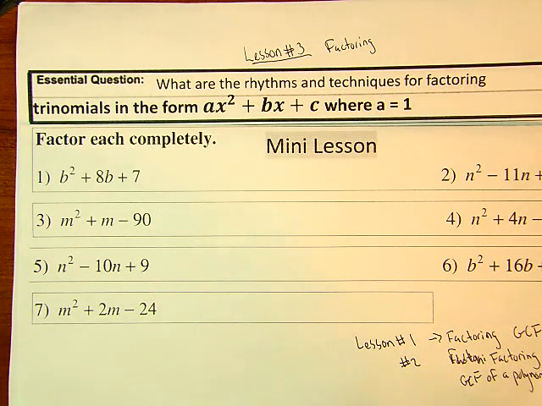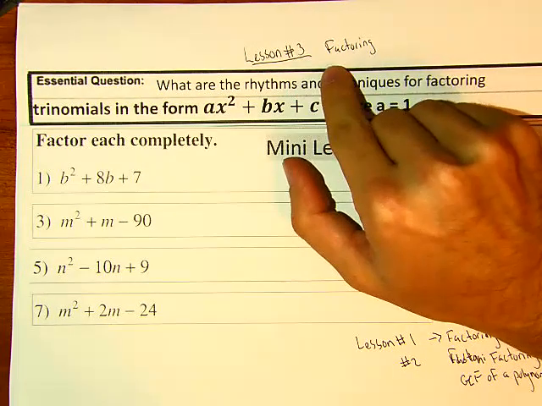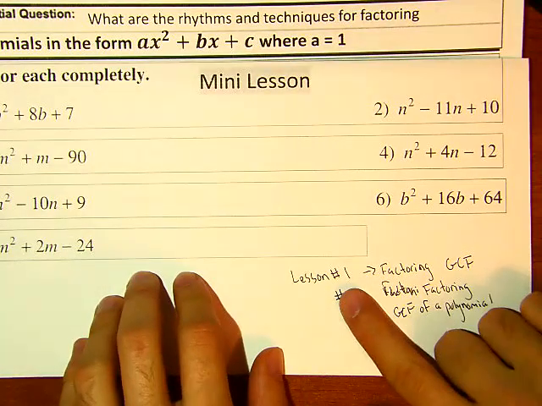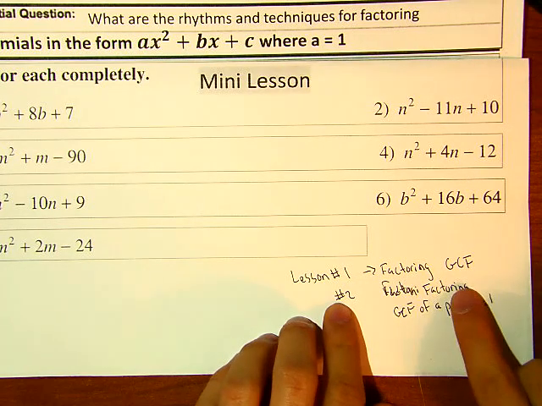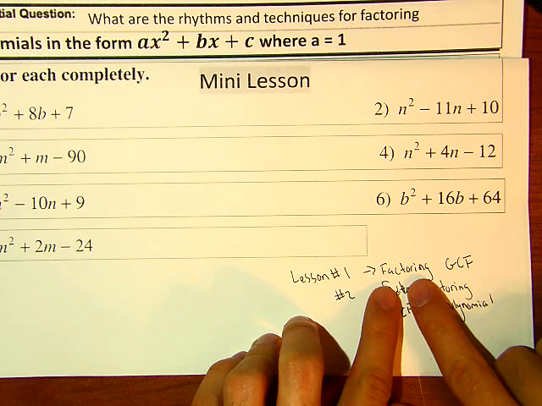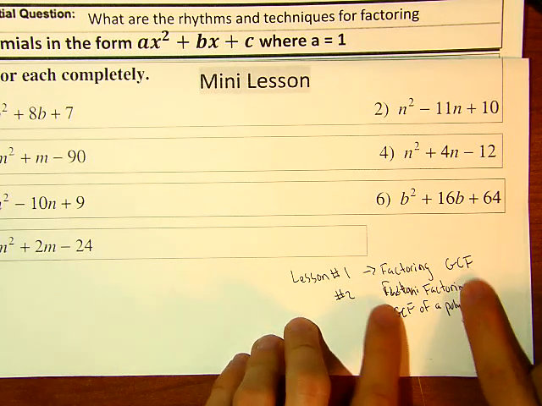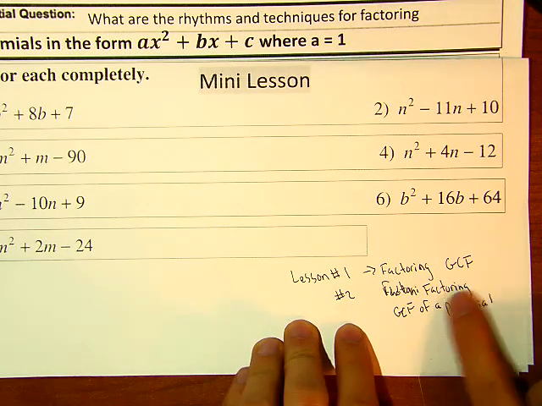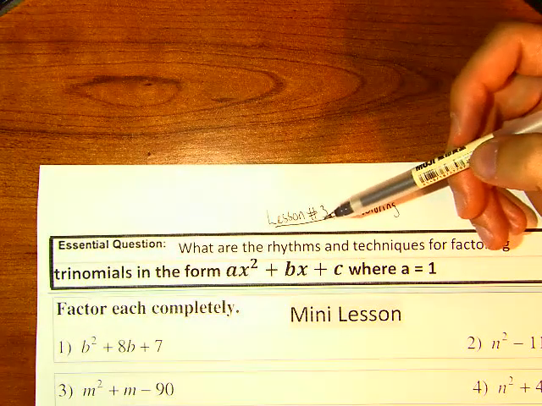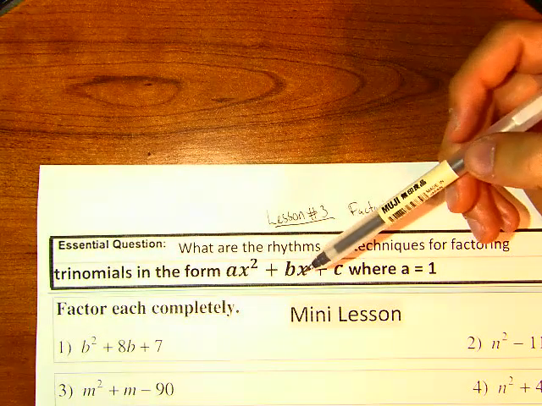In this lesson, this will be lesson number 3 on factoring. Just a quick recap. In lesson number 1, we talked about what it meant to be factoring, what it means to find a factor, and what a GCF is. In lesson number 2, we talked about factoring that greatest common factor out of a polynomial.